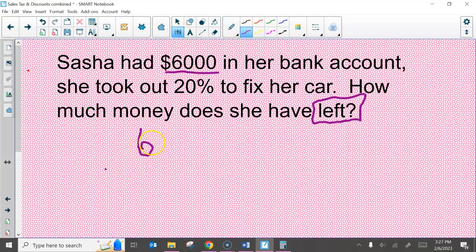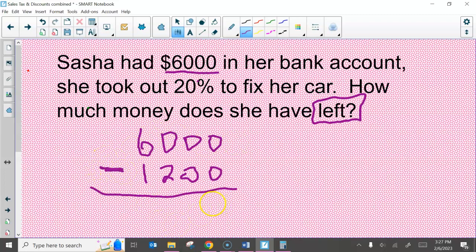All right, so she had $6,000, and she took out $1,200 to get the car fixed. So she no longer has this much. We want to know how much she has left. So hopefully you realize that you should be subtracting here. Okay, and again, you plug this right into your calculator, and you will see that she has $4,800 left. Okay, this one you needed to subtract. Once you figured out the 1,200, you had to subtract.